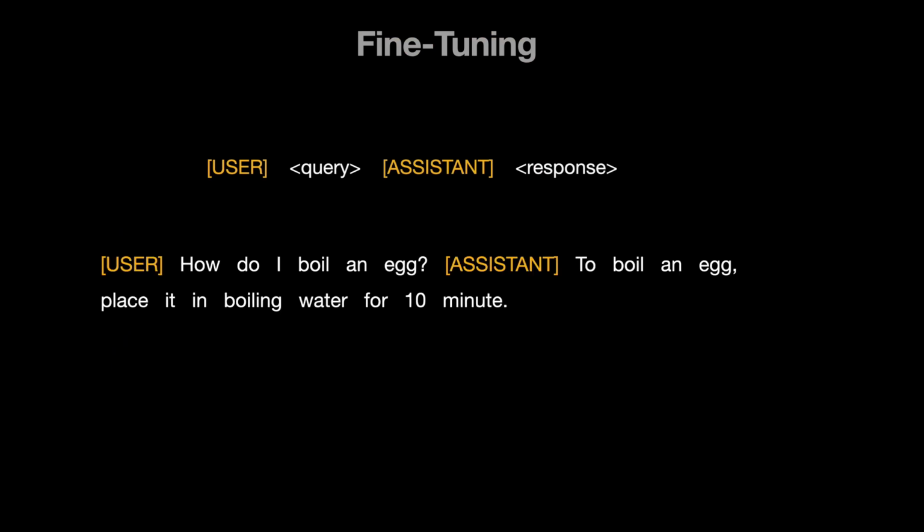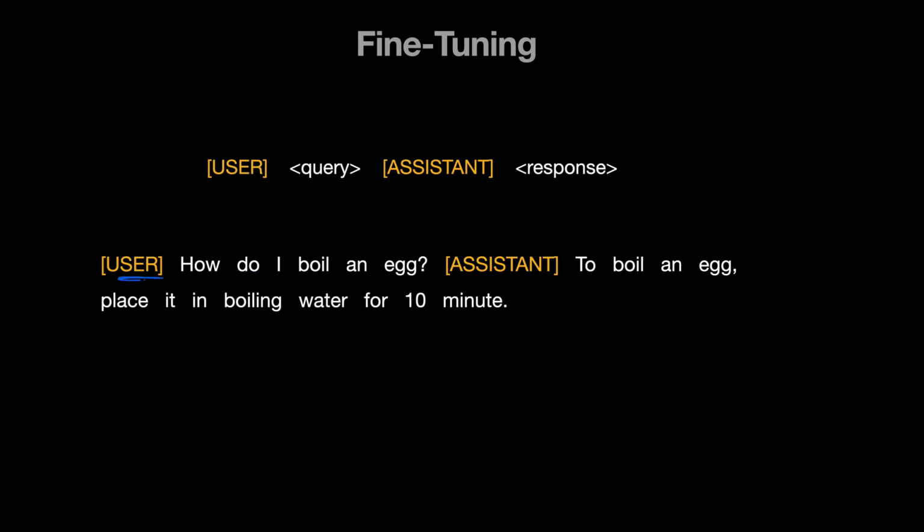This is the format of OpenAI's fine-tuning dataset. They introduced two special tokens, the user token and the assistant token. These are two special tokens introduced during the fine-tuning step, which act as markers between the user query and the assistant's response. The training data is in this format. The first token is the user token followed by the user query. Then we have the assistant token followed by the assistant's response.